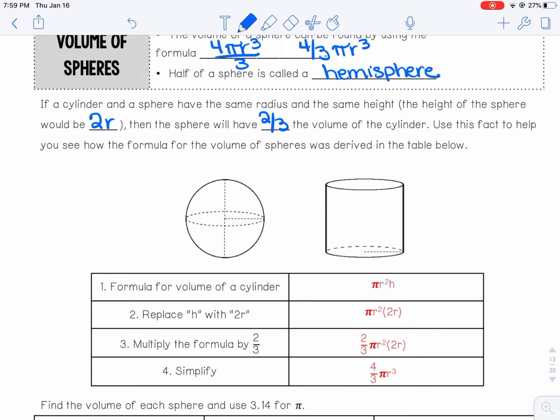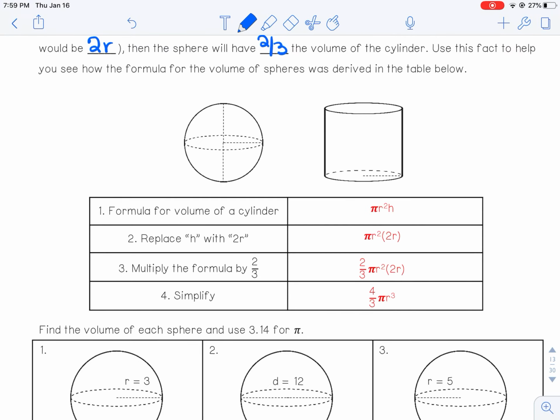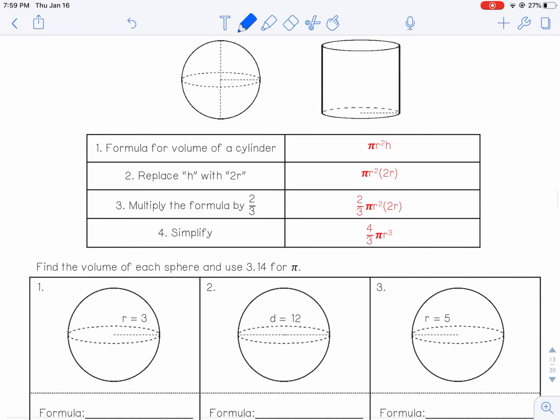Okay, so it says let's use this fact to see how that formula works out. The formula for the volume of a cylinder is pi r squared times height. If we replace height with 2 times the radius, which again, remember 2r is your diameter, then you're going to have pi r squared times 2r. We know that the sphere is going to be 2/3 the size of the cylinder, so if I multiply that by 2/3, and multiply that 2 times 2, that's going to give me the 4, and then I'm left with pi r squared times r, and that's going to give me the r to the third power.